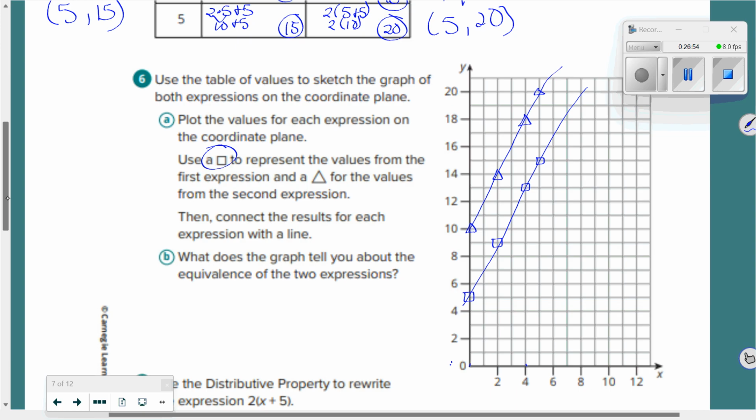What can we tell by looking at our graph? That the second expression is higher. They are not equivalent because our points are not on top of each other and our lines are in 2 different places. Yes? Yes. So they're not equivalent.